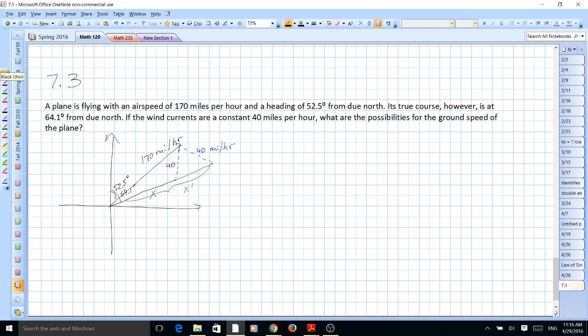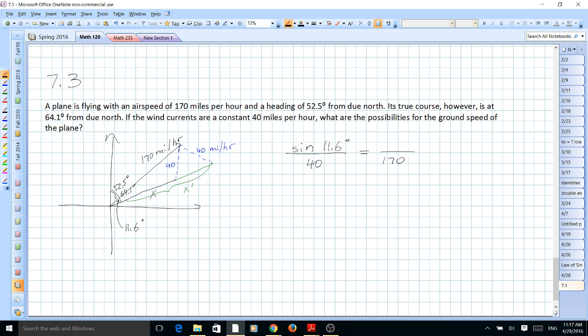is fairly simple. I do need to find the discrepancy that the wind causes on the degrees. So you find the difference between 64.1 and 52.5 degrees. It does come out to be 11.6. The picture is clear enough that I do not need to redraw this. So you do know the beginning, sine of 11.6 degrees. The side that's opposite of that particular angle is 40. We also know that I have 170. So this is on the bottom, 170.